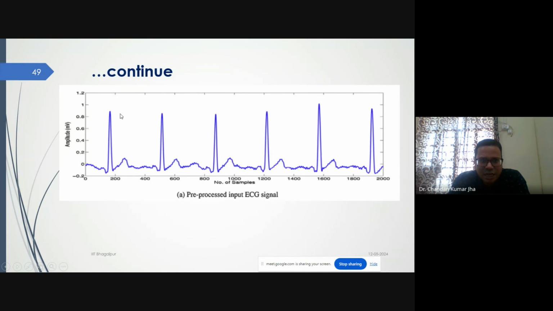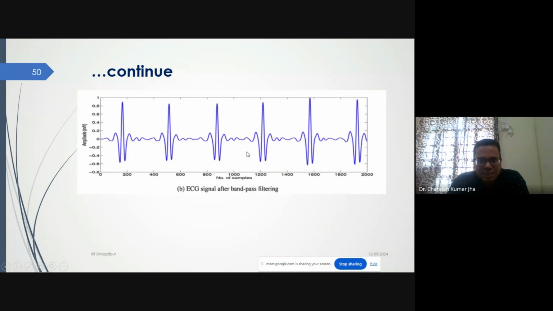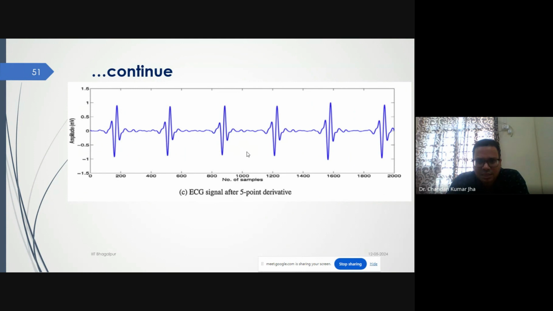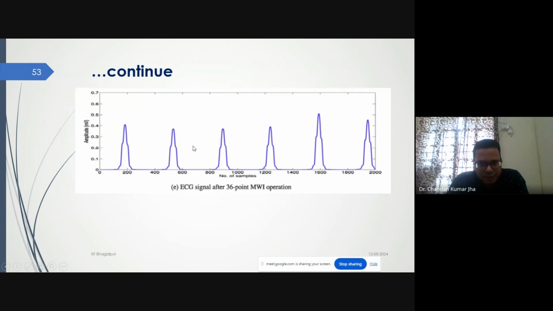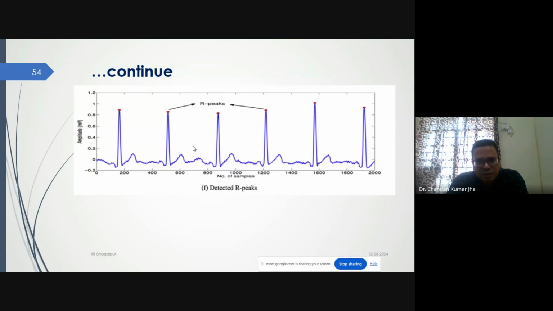Here you can see the R-peaks of the ECG signal, and this is the pre-processed ECG signal. This is the signal after the bandpass filtering. This is the signal after the 5-point derivative. This is the signal after the squaring operation, so you can see all the signals become positive. This is the signal after 36-point moving window integration. After employing the adaptive thresholding, these are the detected R-peaks.